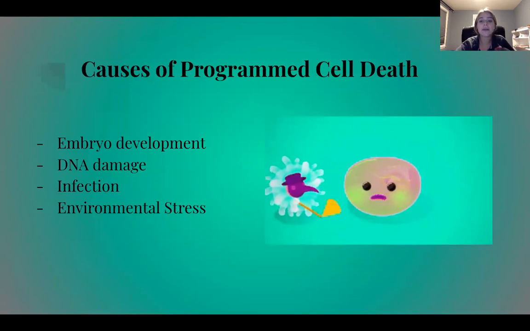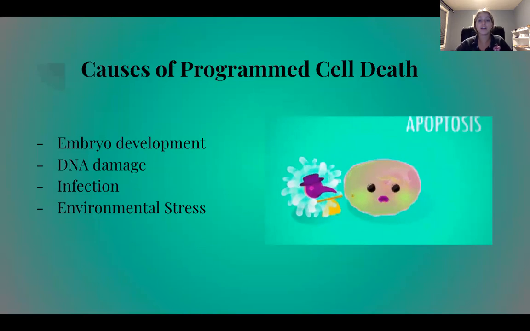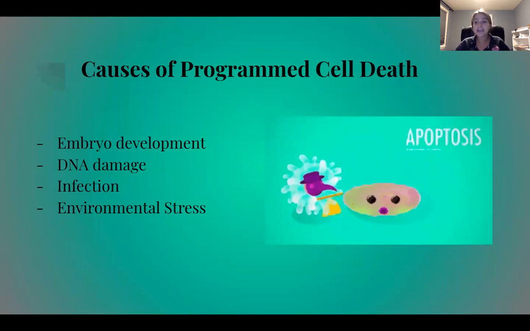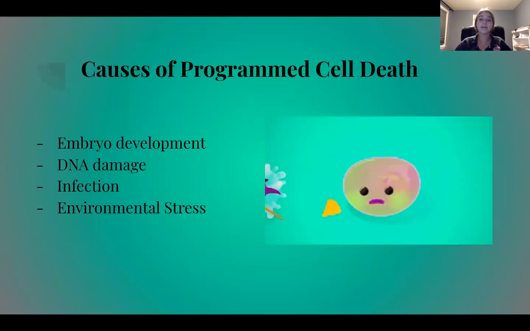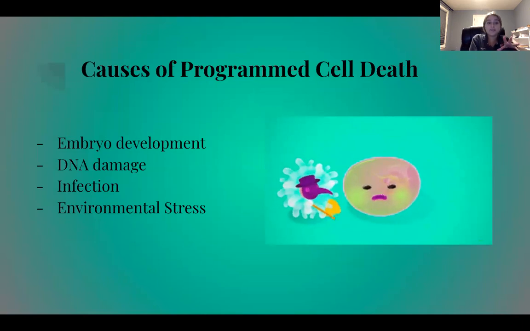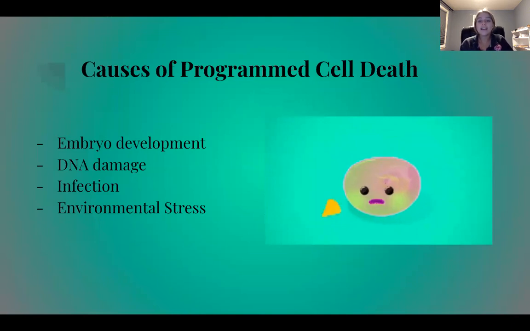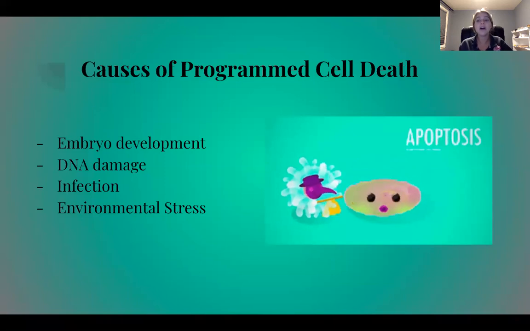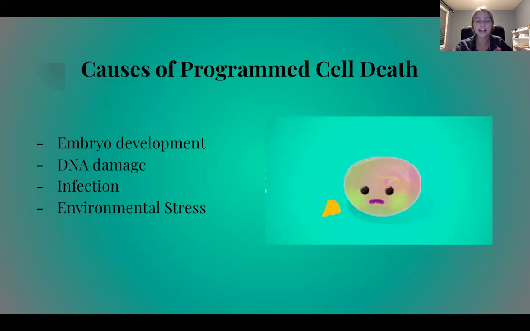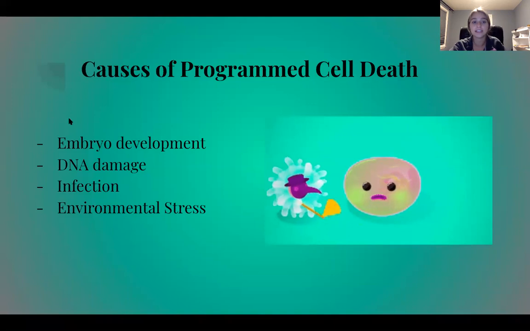Let's begin with talking about the causes of programmed cell death in general. The major ones are embryo development, DNA damage, infection, and environmental stress. All of these except for embryo development, which I'll touch on a little bit later, I will talk about momentarily. When a cell becomes damaged, infected, or stressed, the body needs to rid of the cell before it affects any of its surrounding ones. And that's where programmed cell death comes in, and that's where the core of apoptosis is essential.